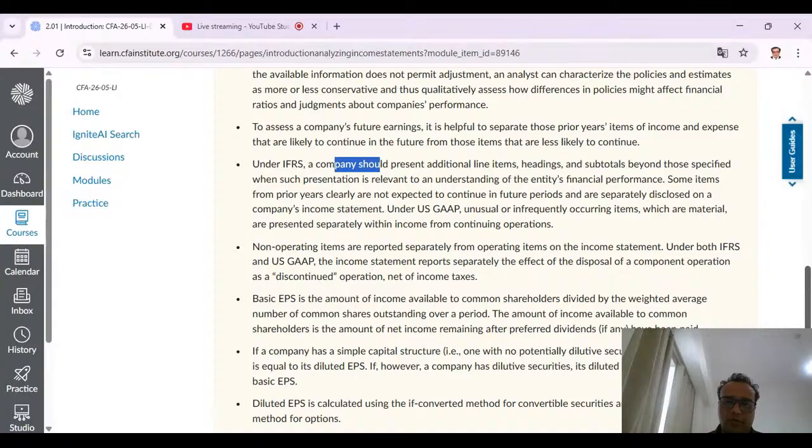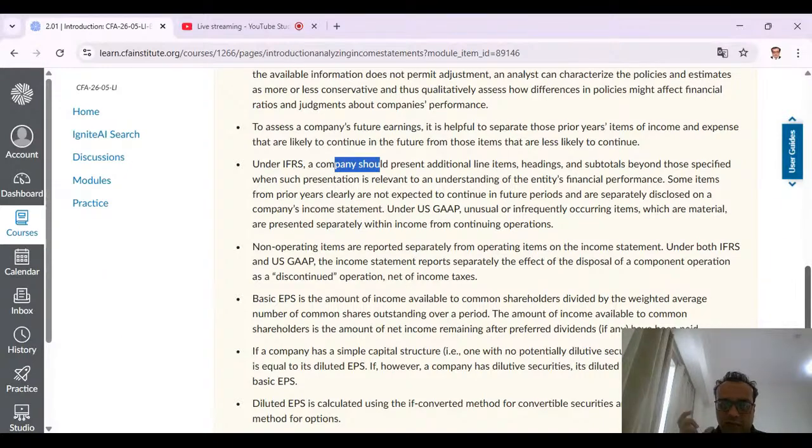Non-operating items are reported separately from operating items on the income statement. Under both IFRS as well as US GAAP, the income statement reports separately the effect of disposal of a component of operations as a discontinued operation, net of income taxes. So if there is a discontinued operation, it is separately disclosed under IFRS and US GAAP.